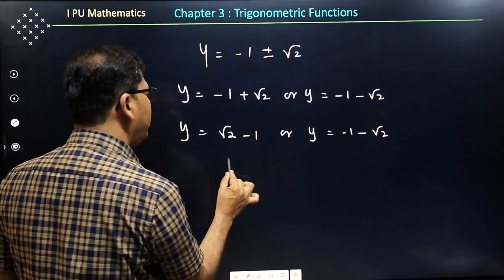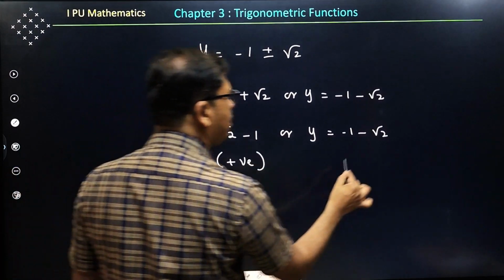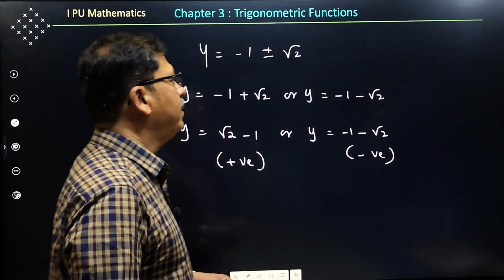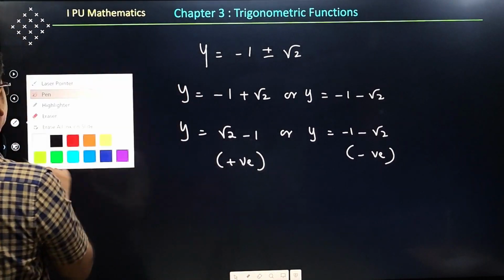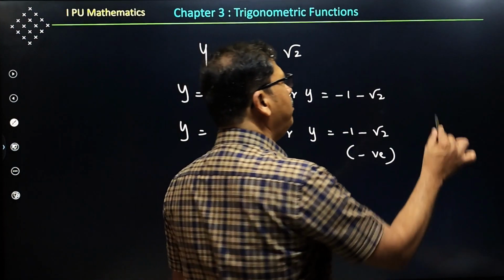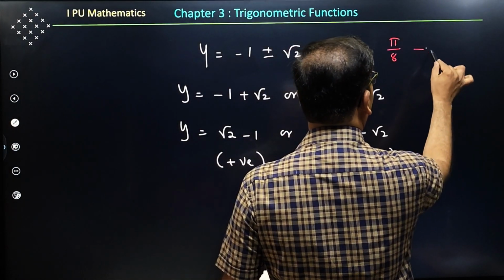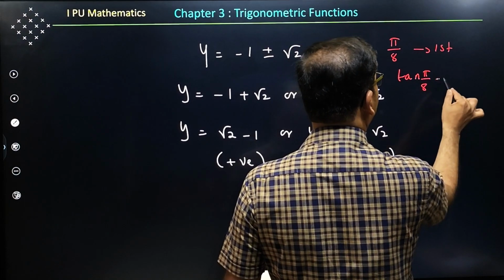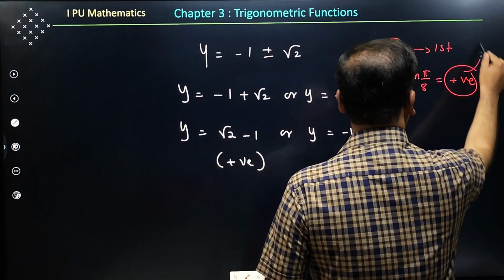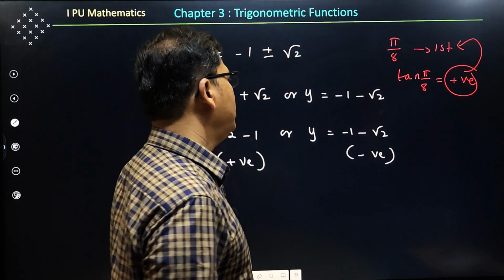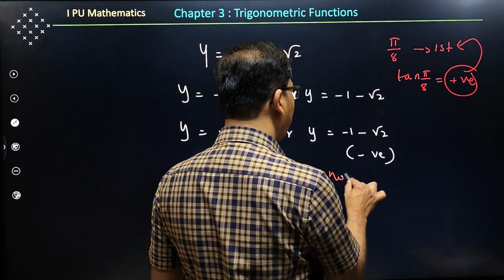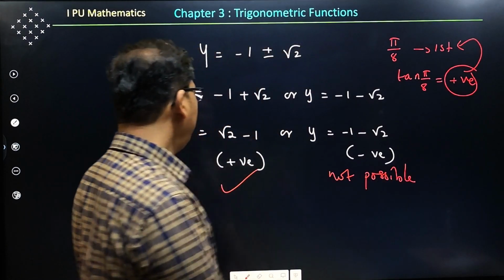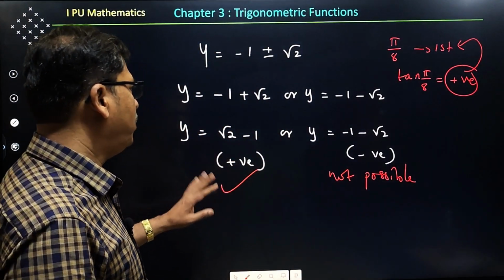See, this is definitely positive. This is negative here entirely. Minus 1 minus root 2 is definitely a negative value here. So there is a logical conclusion here. Please concentrate here. Pi by 8 lies in the first quadrant. So tan pi by 8 is definitely positive in the first quadrant. So this negative value is not possible, so you have to exclude it. So you have to accept only y equal to root 2 minus 1, which is a positive value here.